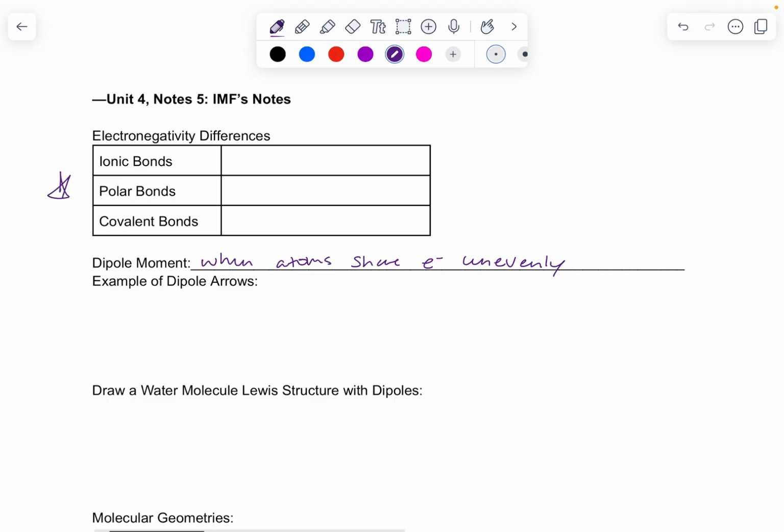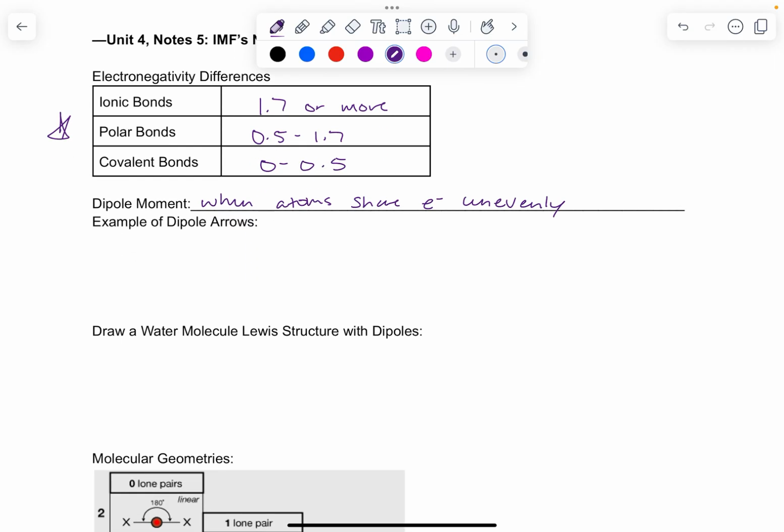All right, and then let's also fill in our bonds up here, this little section here. So as I said, an ionic bond is an electronegativity difference between two elements that's 1.7 or more. A polar bond is from 0.5 to 1.7, and a covalent bond, a truly covalent, perfect sharing bond, is from 0 to 0.5. All right, so we have those. Now let's talk about some examples.